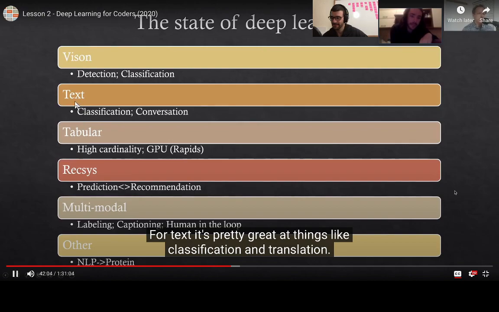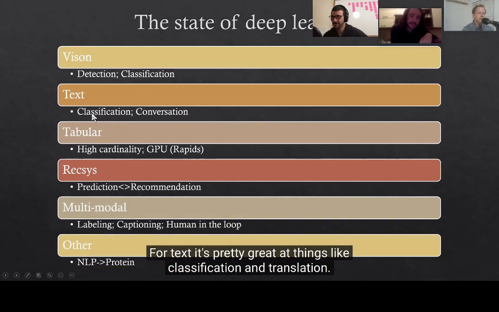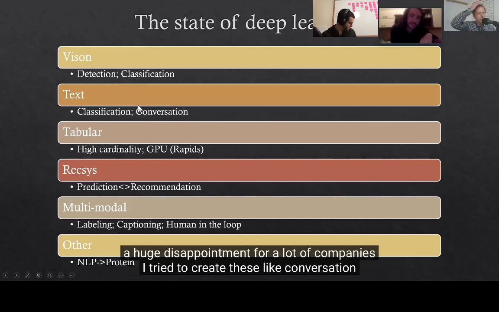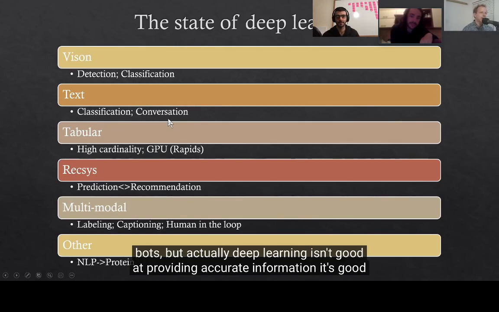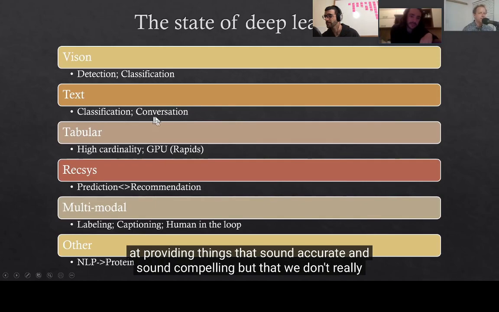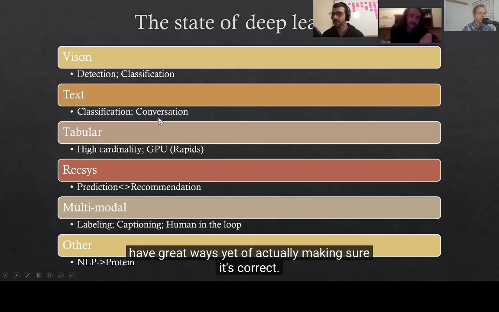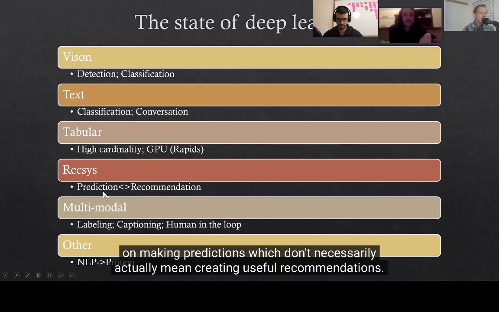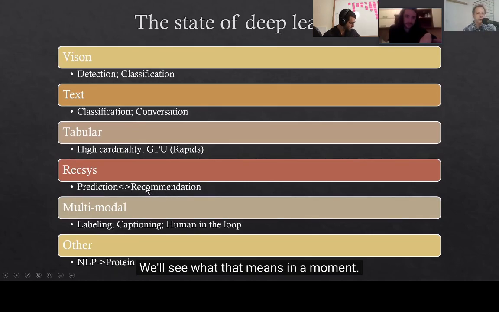The text, it's pretty great at things like classification and translation. It's actually terrible for conversation, and so that's been a huge disappointment for a lot of companies. They try to create these conversation bots, but actually deep learning isn't good at providing accurate information. It's good at providing things that sound accurate and sound compelling, but we don't really have great ways yet of actually making sure it's correct. One big issue for recommendation systems, collaborative filtering, is that deep learning is focused on making predictions, which don't necessarily actually mean creating useful recommendations. We'll see what that means in a moment.